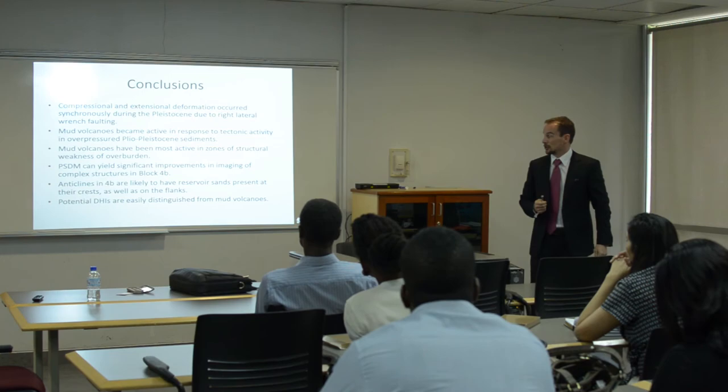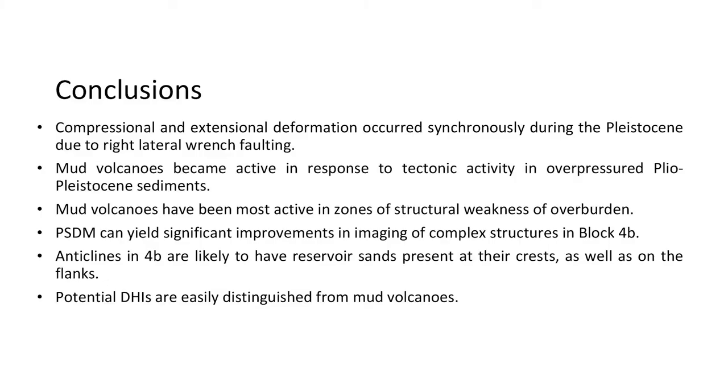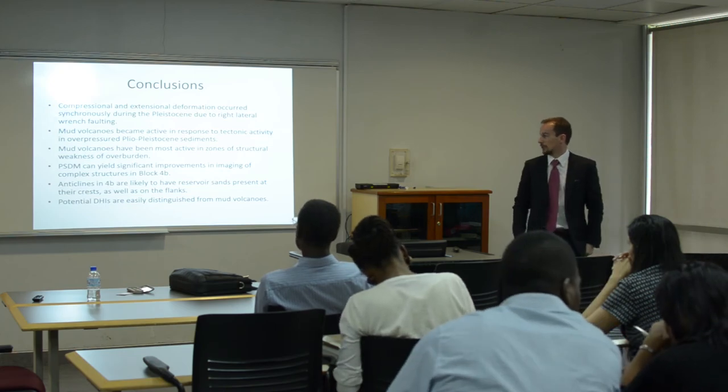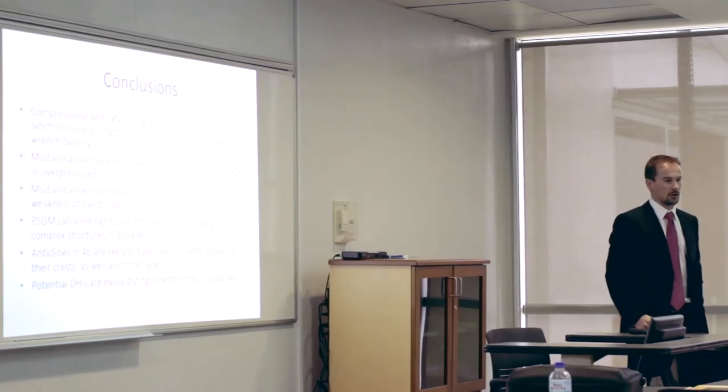So, the main conclusions from this are that the convectional and extensional deformation occurred synchronously during the Pleistocene. And this was due to bilateral bench faulting. Mud volcanoes became active in response to this tectonic activity in the overpressured sediments. They're most active in the zones of structural weakness, so where you get faults intersecting the anticlines. And PSDM can yield significant improvements in the imaging of these complex structures.